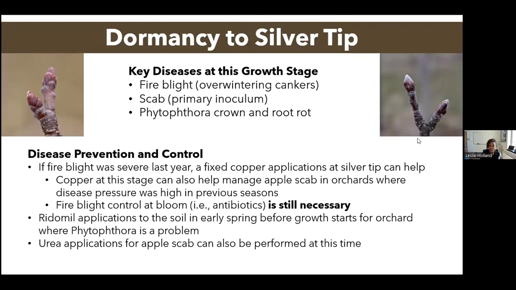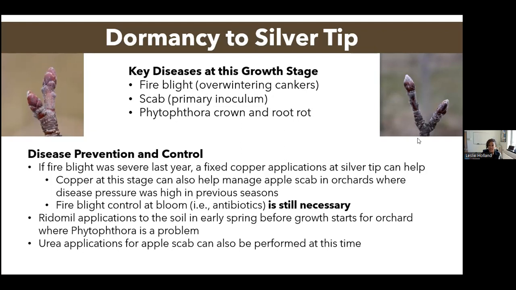So in terms of prevention and control, if fire blight was a big issue for you in the previous year, something like a fixed copper can be applied at silver tip that can help mitigate that moving into the season. Copper at this stage can also help with apple scab in orchards where disease pressure was high in previous seasons. Keep in mind, though, if you're using this option for fire blight at the beginning of the season, this does not mean that you do not need to use a control product during bloom. Bloom is going to be an incredibly critical time, so it's still necessary for you to use an antibiotic at bloom to manage fire blight.